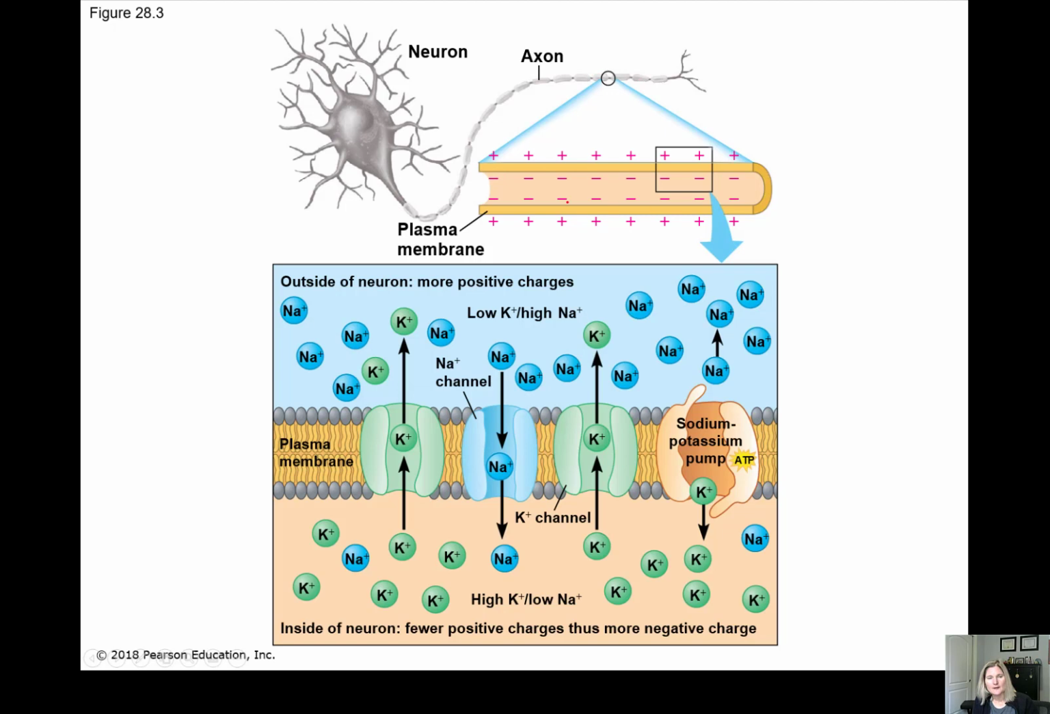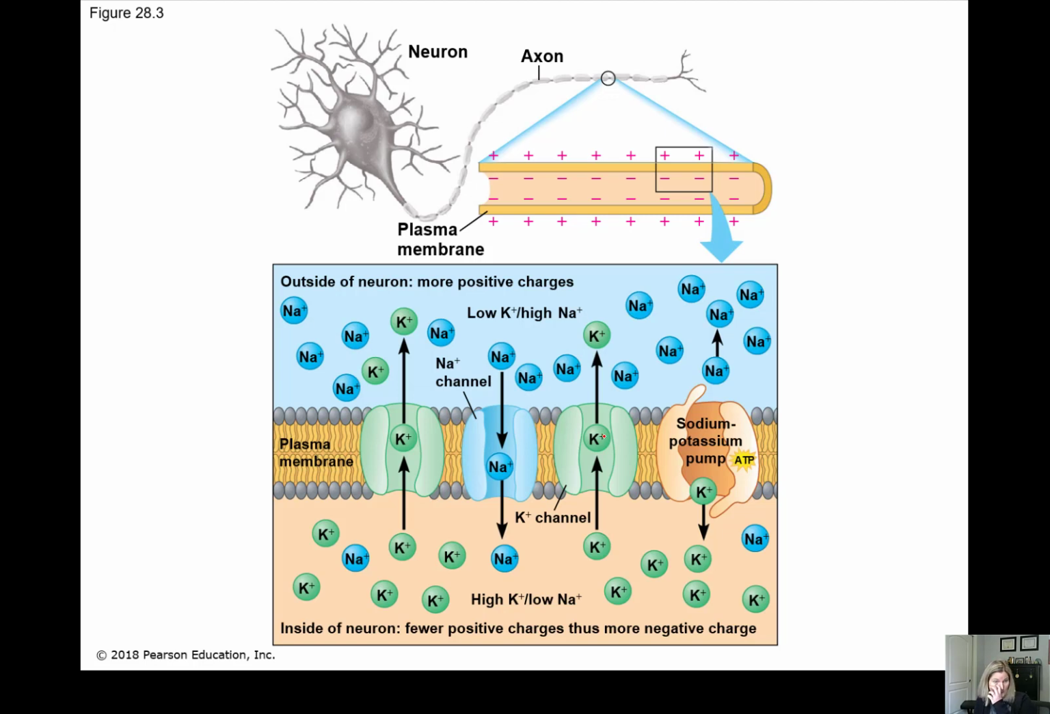So here is what it looks like, a very simplified view of the axon. We have our plasma membrane, and then we have the inside of the cell and the outside of the cell. Let me go ahead and take a closer look. Here's our plasma membrane of one side. We're just looking at maybe just this area right here. And you can see that we have some regular transport channels open.